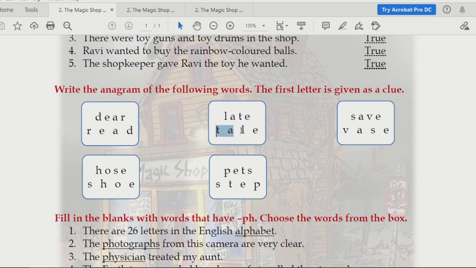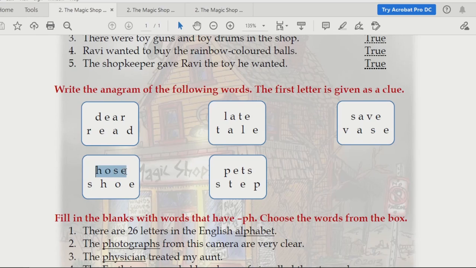LATE becomes TALE. Tale means a short story. And dear students, please note, from this word you can also form another anagram, that is TEAL. That becomes teal. That is a kind of color. Like we have black, white, we have a color teal. Next one, save, SAVE, can become VASE, vase. That means a flower pot, or in Hindi we call it as gamla.